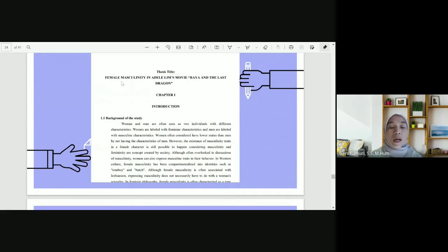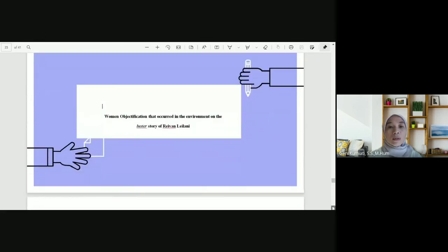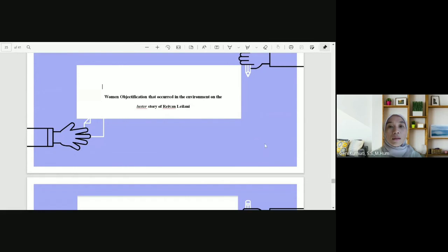Instead of using female masculinity, I think here the writer is trying to say that this is about gender attributes, the gender roles, or the performativity. What does it mean to be the main character, which is Raya here? So I think this title is disapproved. And to make it acceptable, that will be gender performativity. Okay, more examples.